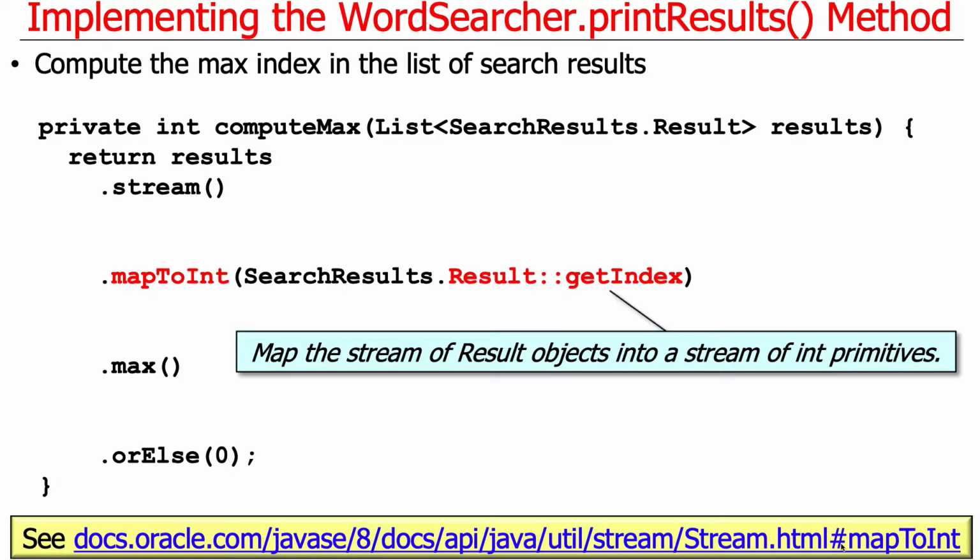Now, as we talked about a few minutes ago, mapToInt takes a stream of reference types and converts them into a stream of primitives. So what we need to do is convert the Result objects into an int. And the way to do that is to use the getIndex method reference from the Result object. So what we're doing is taking the stream of Result objects, only selecting whatever getIndex returns, which of course is an int that keeps track of the index. And so mapToInt is going to return a stream of int primitives, one for each of the indices in this stream of Result objects.